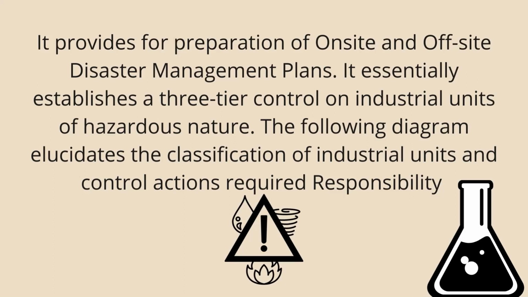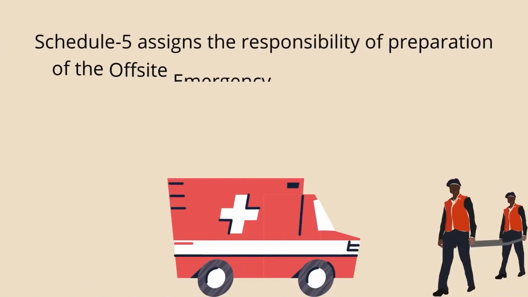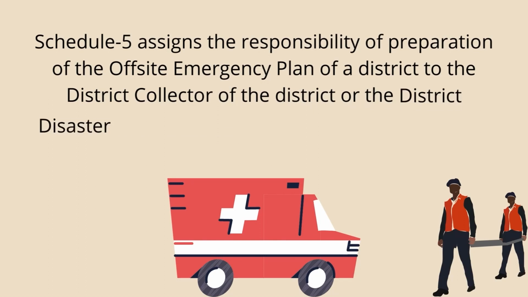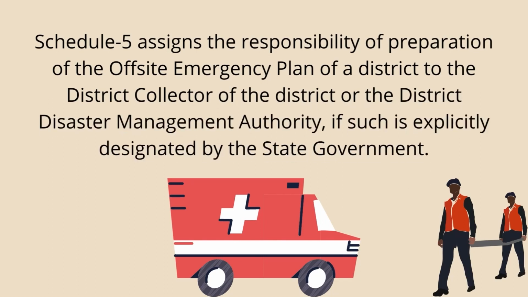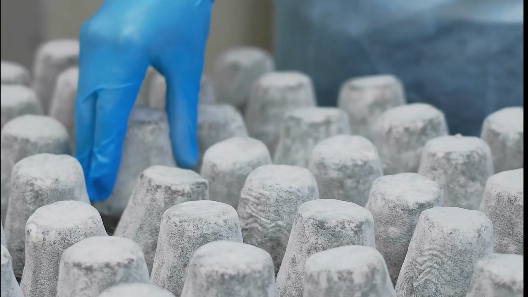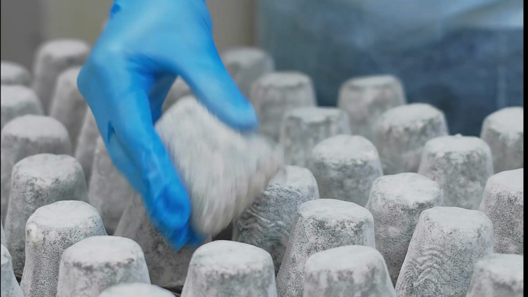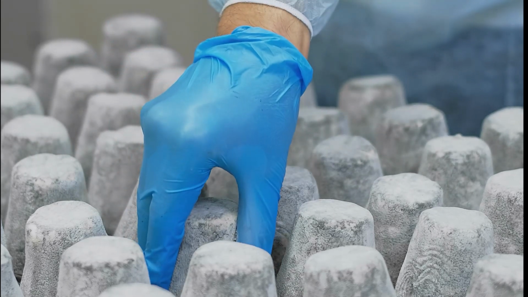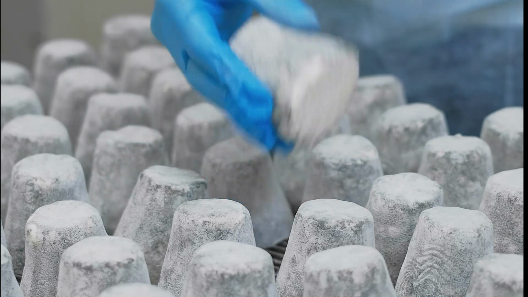The following diagrams will elucidate the classification of industrial units and control actions requiring responsibility. Schedule 5 assigns the responsibility of preparation of the off-site emergency plan of a district to the district collector of the district or the district disaster management authority, if such is explicitly designated by the state government. The Chief Inspector of Factories, appointed under the Factories Act 1948, is required to assist the district collector in the preparation of the off-site disaster management plan.